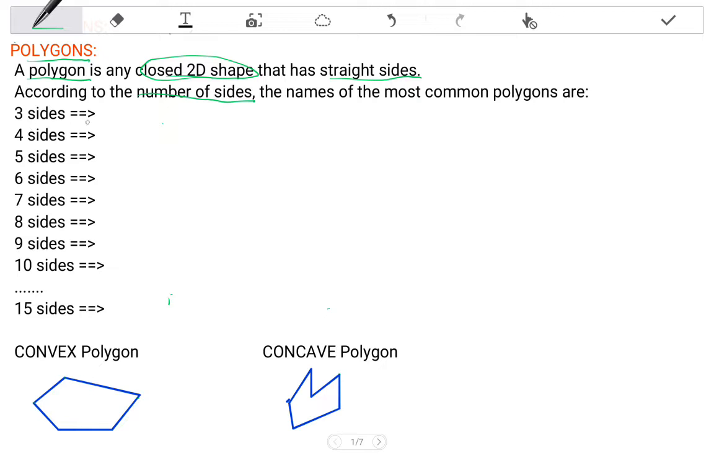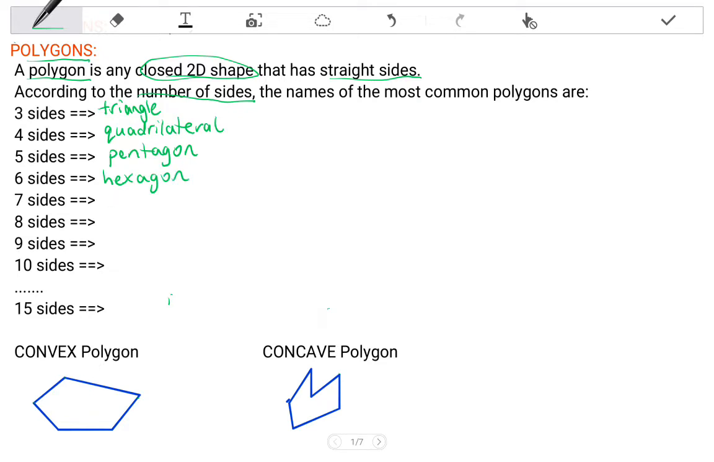When a polygon is three-sided, we call it a triangle. When a polygon is four-sided, we call it a quadrilateral. Five-sided polygons are called pentagons. Six-sided polygons are called hexagons.